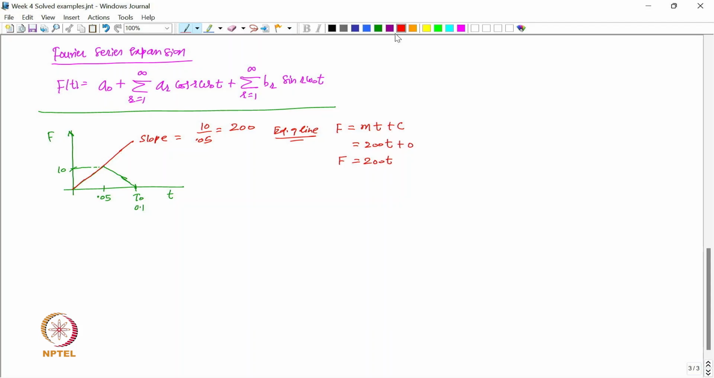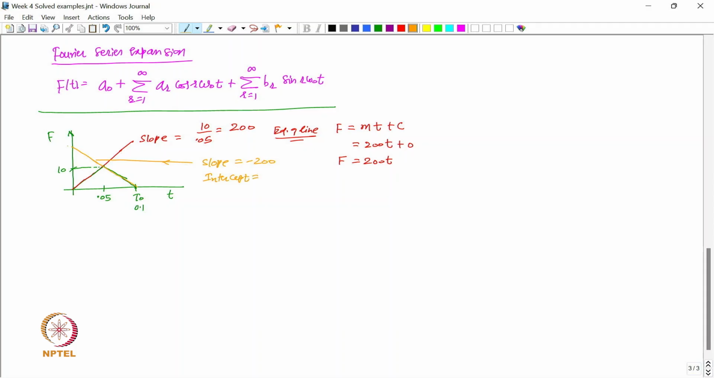Similarly, if I look at this other line, which goes from 0.05 to 0.1, what is the slope of this line? That is minus of the slope of the line in the first part, that is minus 200. So, if I look at this line now, the slope is minus 200, and what is the intercept on the y axis?